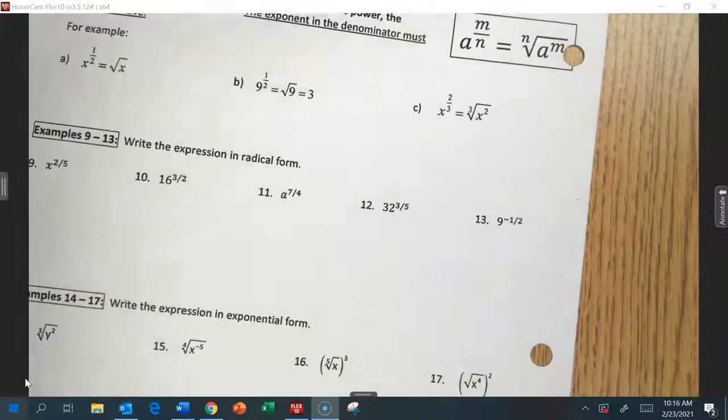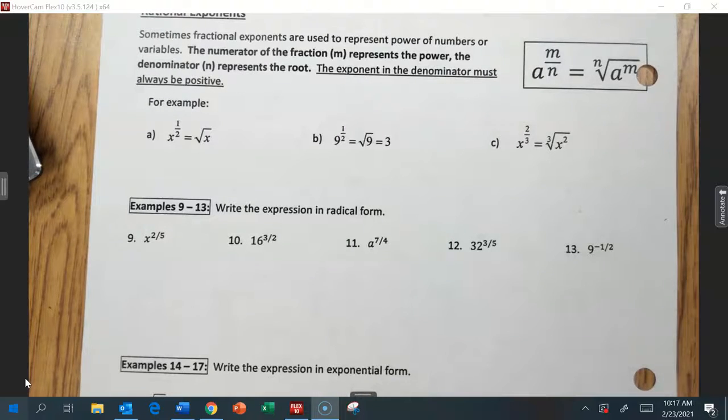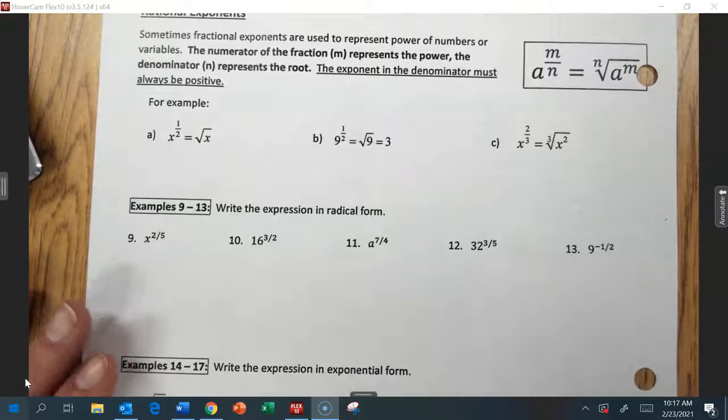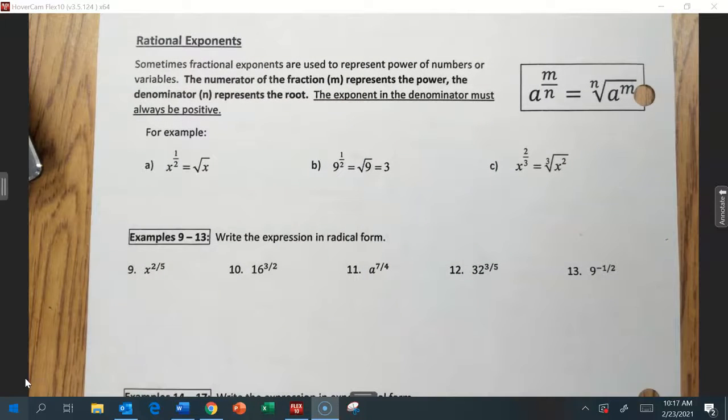Okay. One of the things that you're going to see as we move on, so this is the back side of the notes, is there are some things I'm asking you to do without a calculator. So don't cheat and use your calculator. Then you're going to struggle when you won't be able to use it. Okay. All right. So rational exponents.